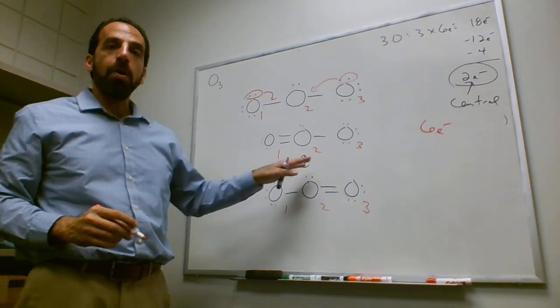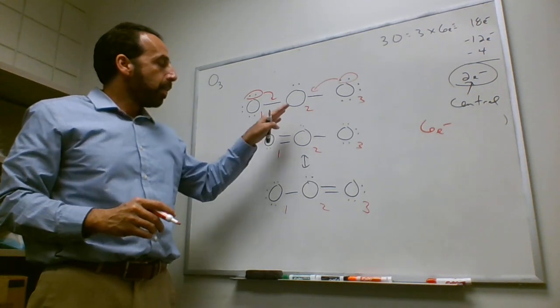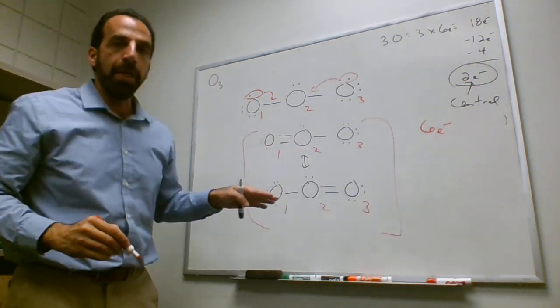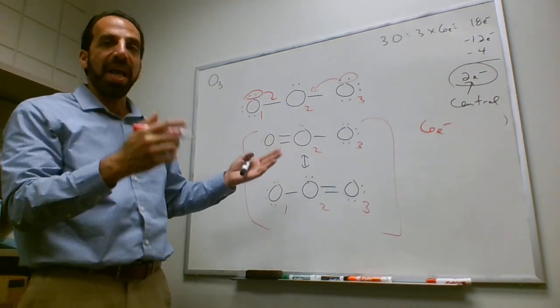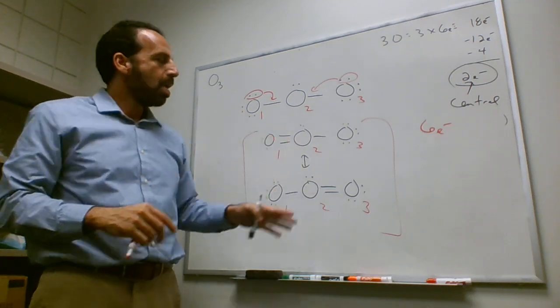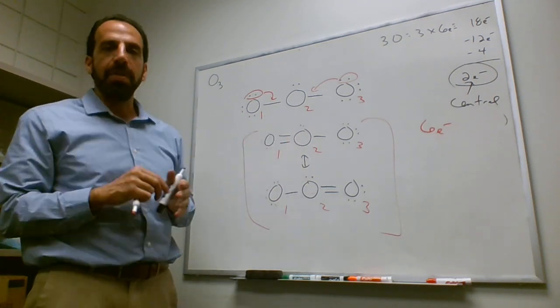That double bond can go on oxygen number 3. In reality, it's a combination of the 2. It's going to be like 1.5 bonds between 1 and 2 and between 2 and 3. Not one has a double and the other a single. It's a combination of the 2.